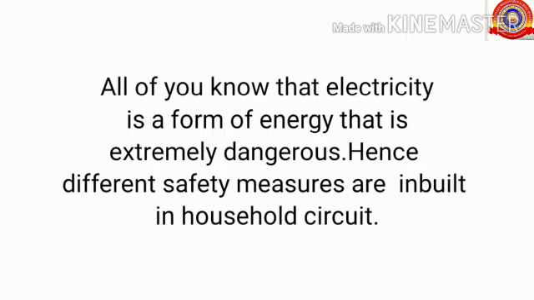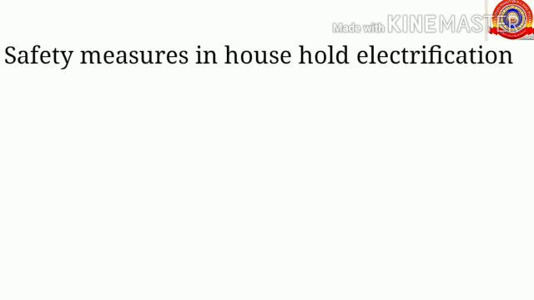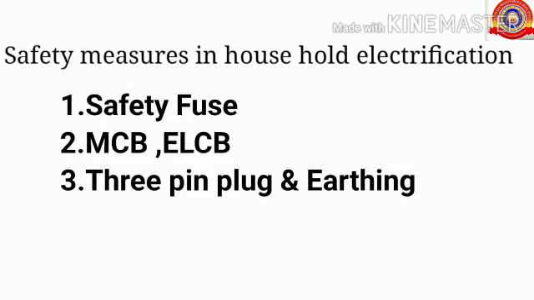All of you know that electricity is a form of energy that is extremely dangerous. Hence, different safety measures are inbuilt in household circuit. So let's learn what are the safety measures in household electrification. Safety fuse, MCB and ELCB, then 3-pin plug and earthing.